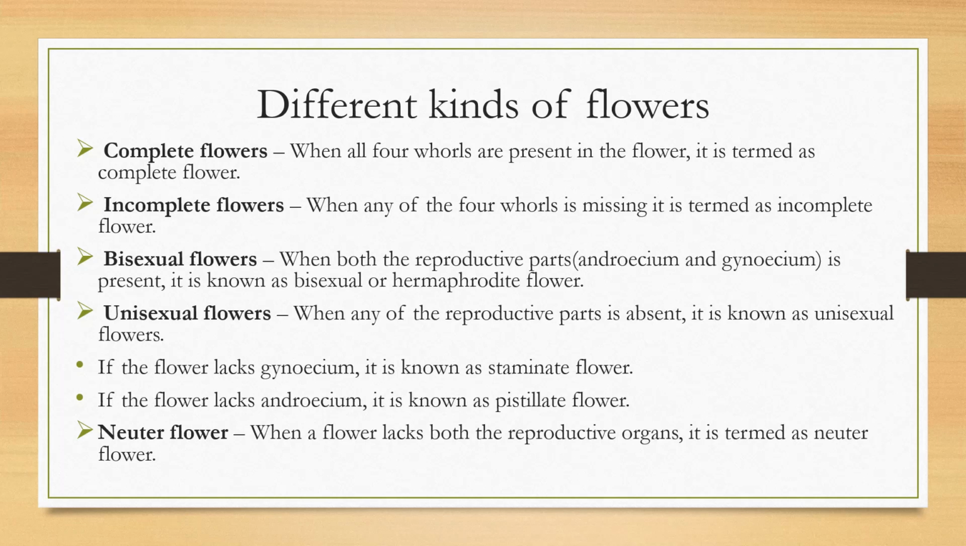If the flower lacks gynoecium, no gynoecium is there, but the stamens are present, then the flower is called a staminate flower. If the flower lacks androecium, it is absent, and pistil or carpel is present, then that is called a pistillate flower. If the flower lacks both the reproductive organs, neither stamen nor pistil is there, then it is termed a neuter flower.